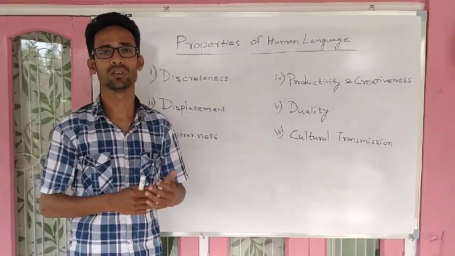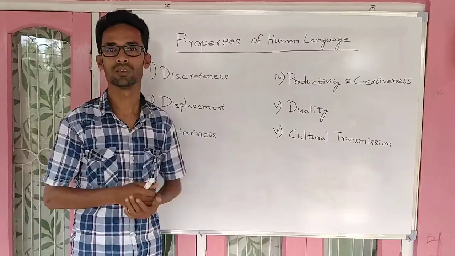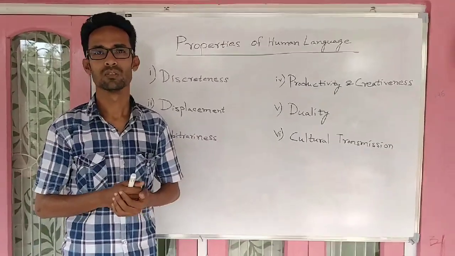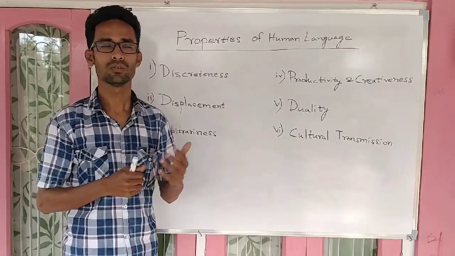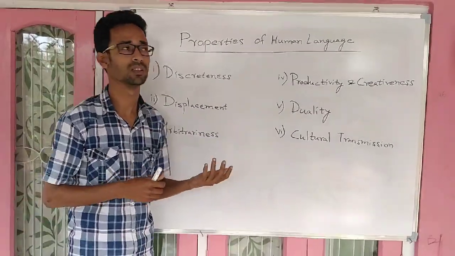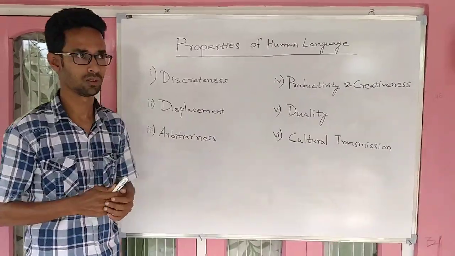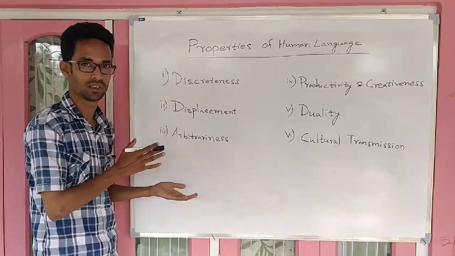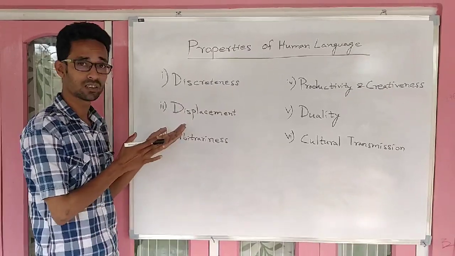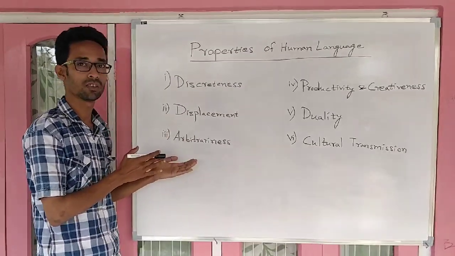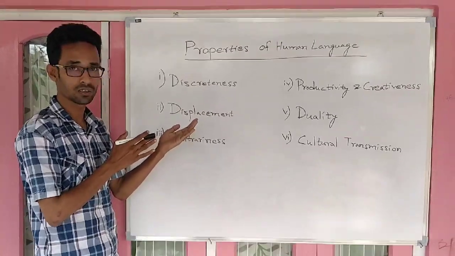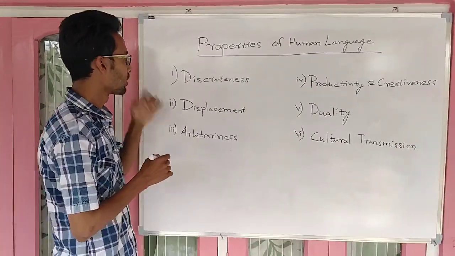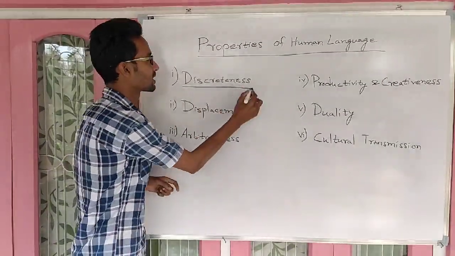So in our last class we discussed language, human language and animal language, their differences, then what linguistics is, and what linguistics studies. So today let's move on to the next part of the syllabus, that is properties of human language. As you can see, human language has 6 unique properties, which are discreteness, displacement, arbitrariness, productivity and creativeness, duality and cultural transmission. So let's start with the first one, discreteness.